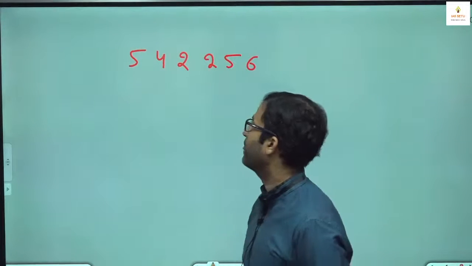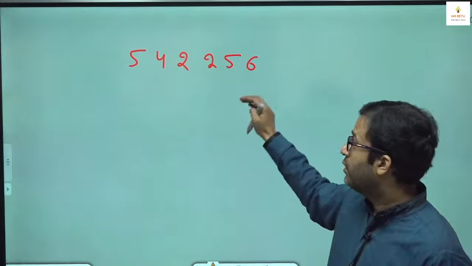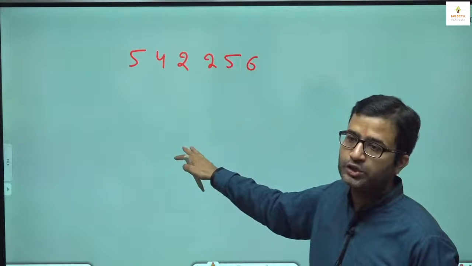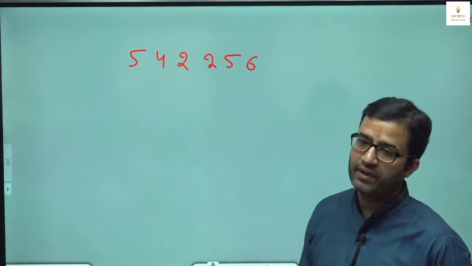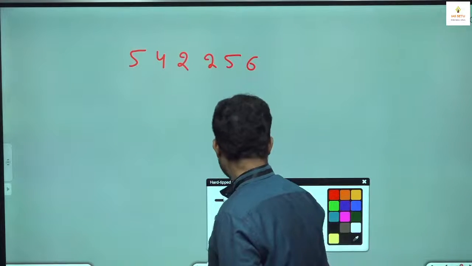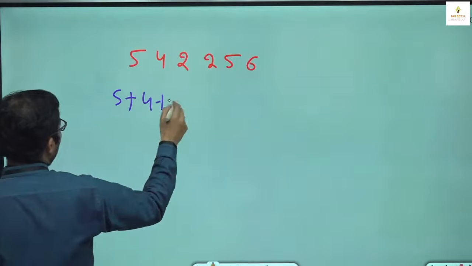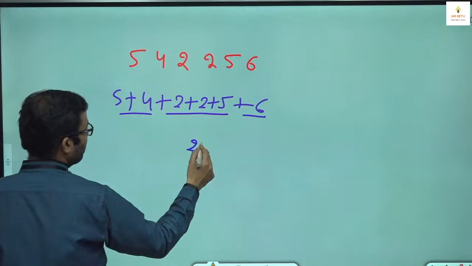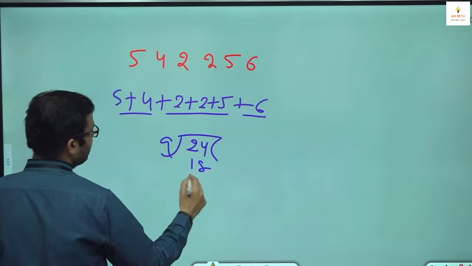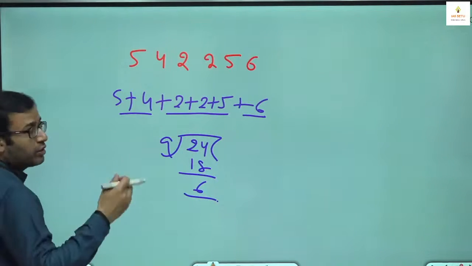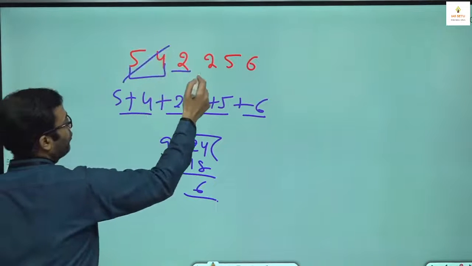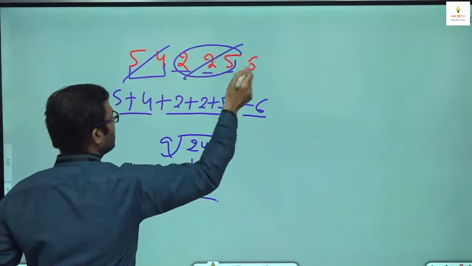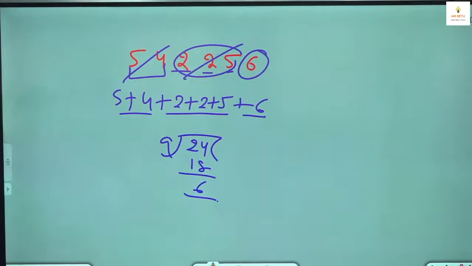5,42,256. Whether this number is divisible by 9, yes or no? No, then what is the remainder? Either you can do 5 plus 4 plus 2 plus 2 plus 5 plus 6, 9, 9, 18, 24, 24 divided by 9, 18, remainder is 6. Or you can say 5 plus 4, 9, ignore, 2 plus 2, 4, 4 plus 5, 9, ignore, 6 is your remainder, if you can. Okay, even if you save 2 seconds, it still saves.